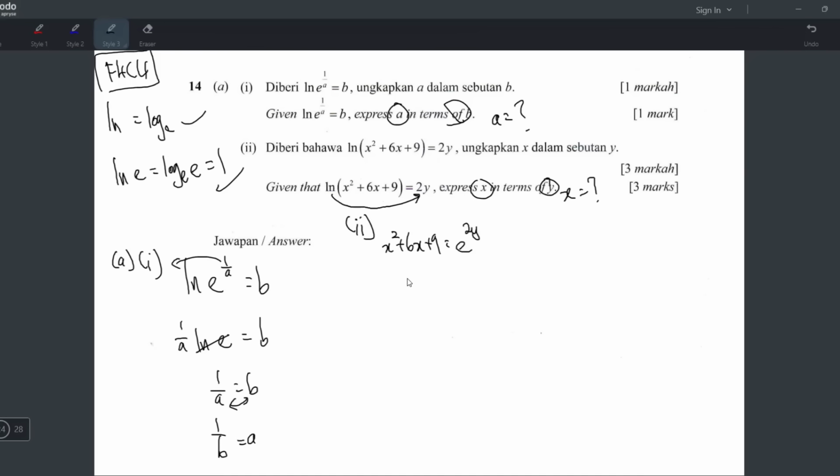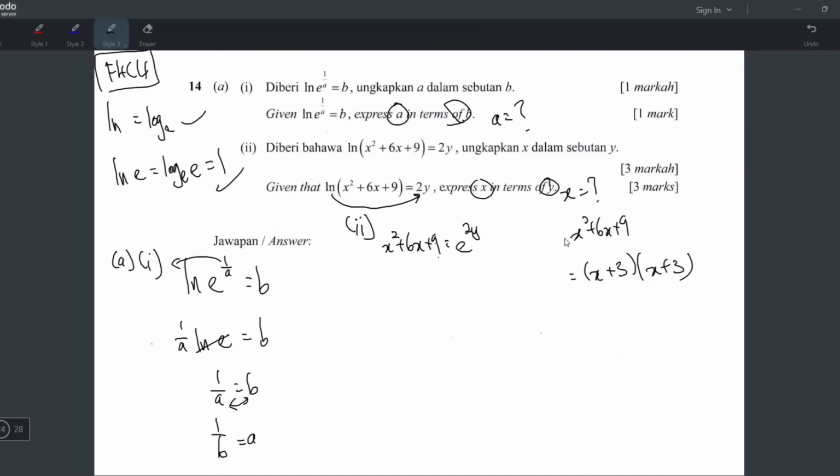Okay, but how? If I pindah the 9, or if I factor the x here, it is useless because I want the x to be single. So if I factor x also, it doesn't work, right? So is there any other way? Yes, we factorize, but we use another way to factorize. If we factorize this, you actually end up with one answer only, which is -3. That means x squared plus 6x plus 9 is x plus 3, x plus 3.